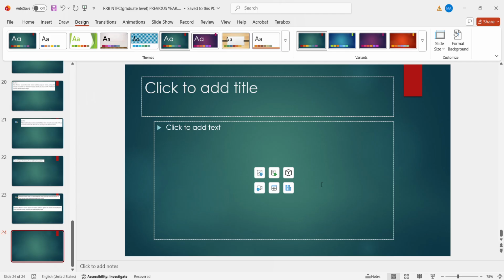Question number 62. Hardik ranked 20th from the bottom and 30th from the top of the class. How many students are there in the class? The answer is 30 plus 20 minus 1, that is 49. 20 plus 30 minus 1.